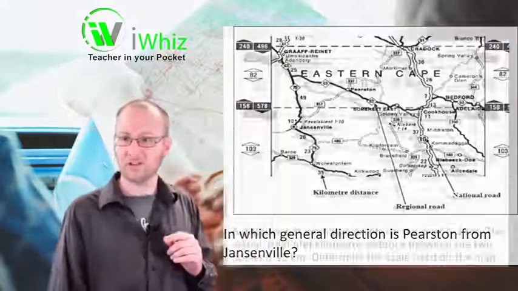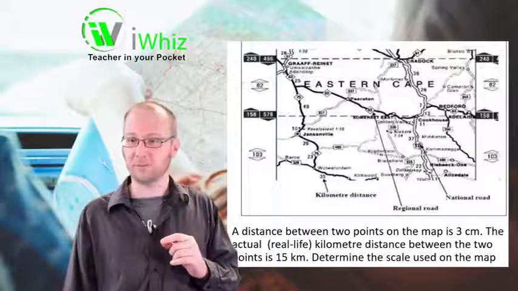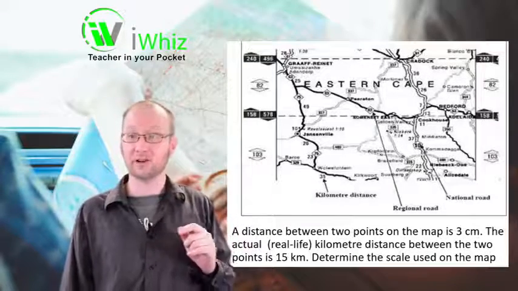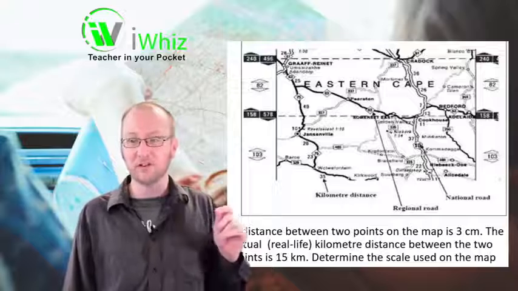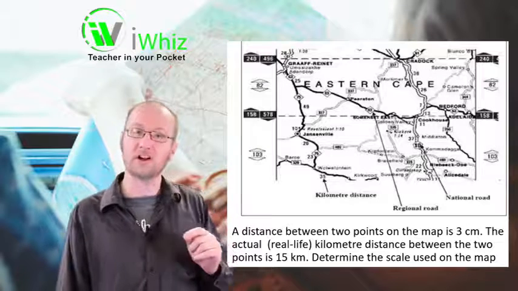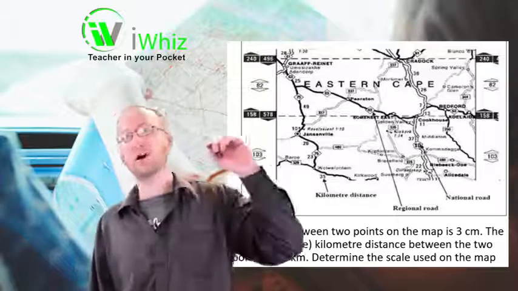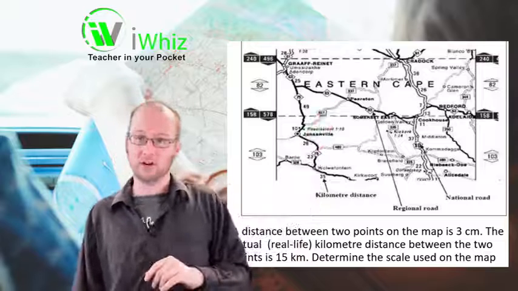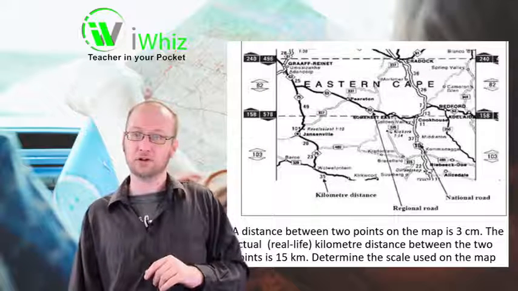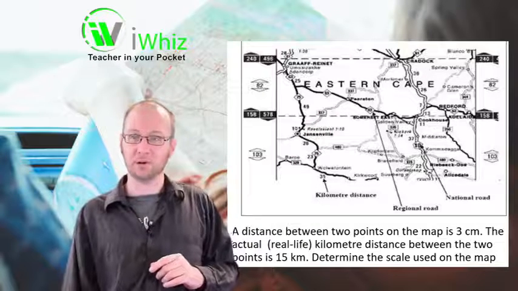Next question, a distance between 2 points on the map is 3 centimeters. The actual or real life kilometer distance between the 2 points is 15 kilometers. Determine the scale used on the map. This we go back to our last lesson on scale. And hopefully you should remember as we go to our next slide how we work this out.